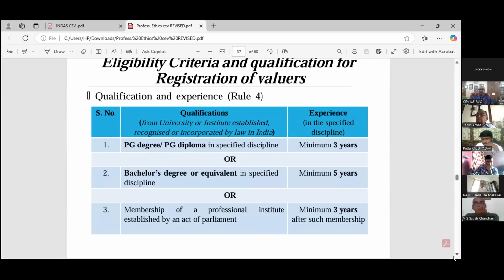We have a qualification from a university or institute established, recognized, or incorporated by law in India, and experience in the specified field. For a PG degree or PG diploma in a specified discipline, we require a minimum of 3 years' experience. For a bachelor's degree or equivalent in a specified discipline, we require a minimum of 5 years' experience. For membership of a professional institute established by an Act of Parliament, we require a minimum of 3 years after such membership.